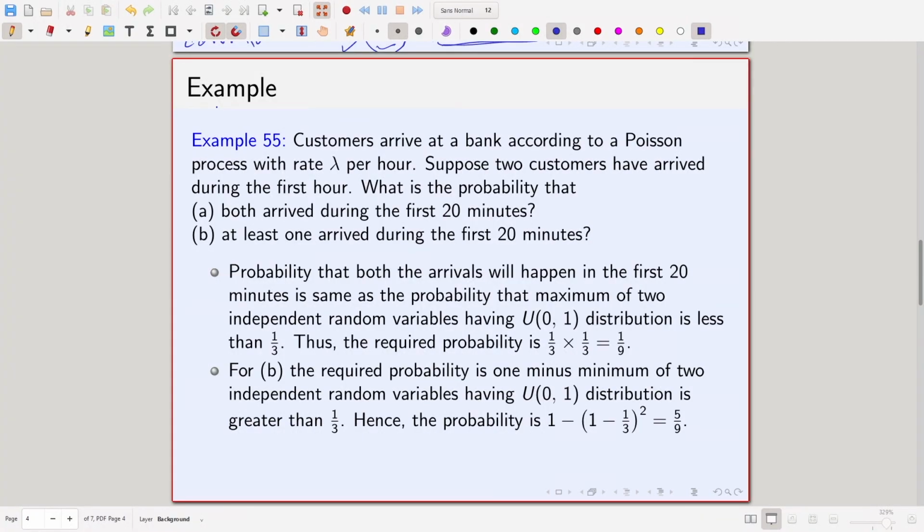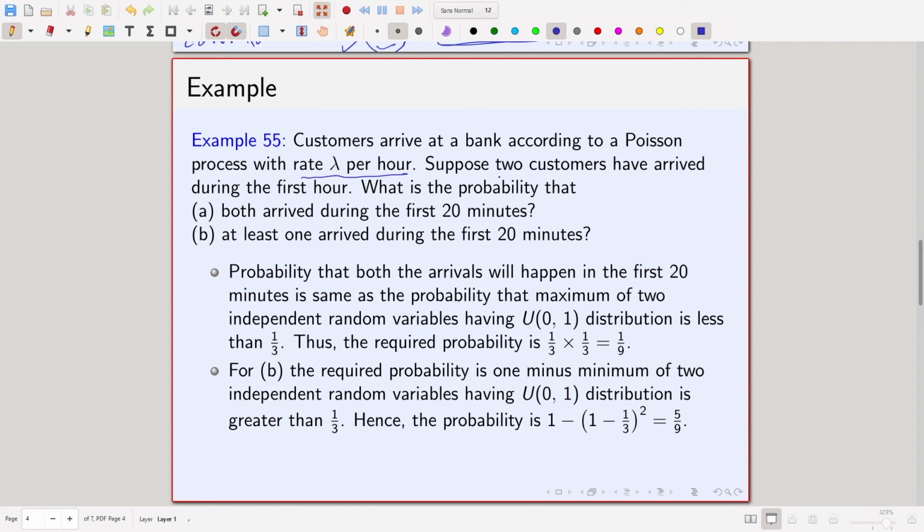Fine. So now let us see a few problems based on the concept that we just learned, namely the conditional distribution of arrival times. Let us start with the first problem. Customers arrive at a bank according to a Poisson process with rate lambda per hour. So here the unit is per hour. Suppose two customers have arrived during the first hour.